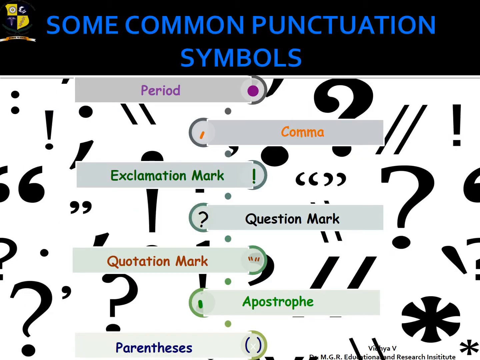Some of the basic or common punctuation symbols are period, comma, exclamation mark, question mark, quotation mark, apostrophe, and parenthesis.